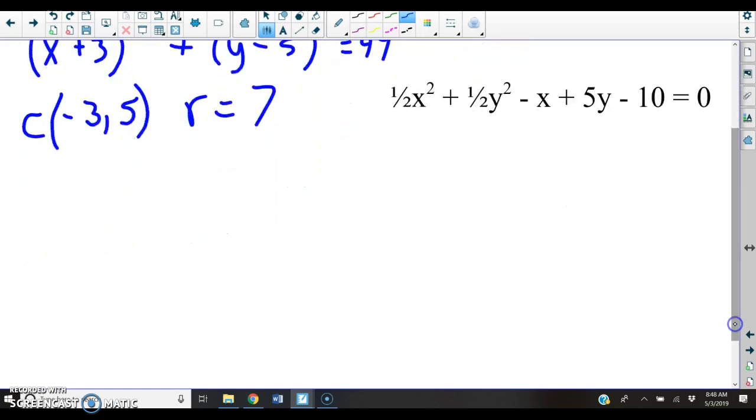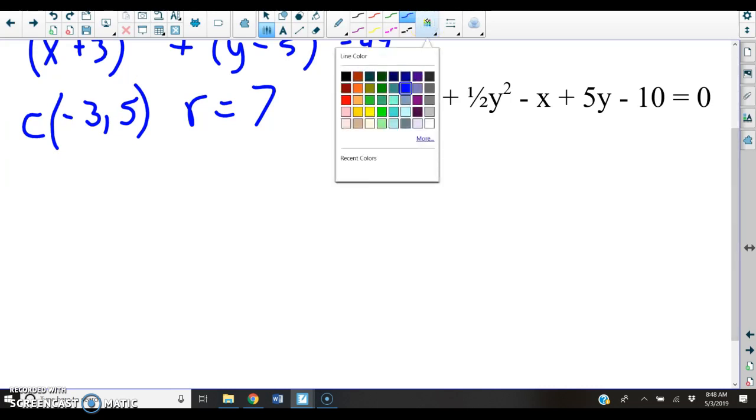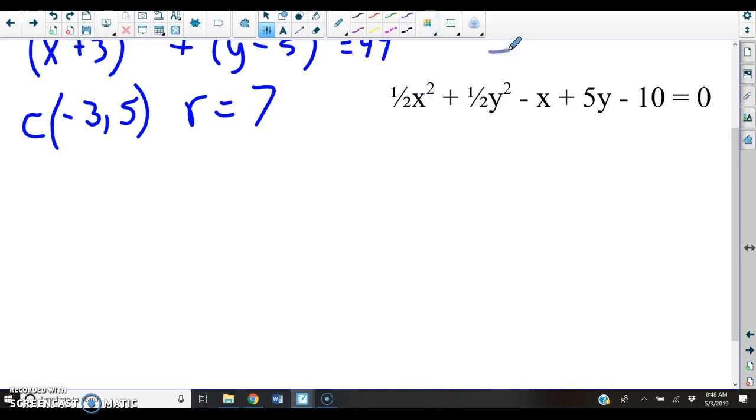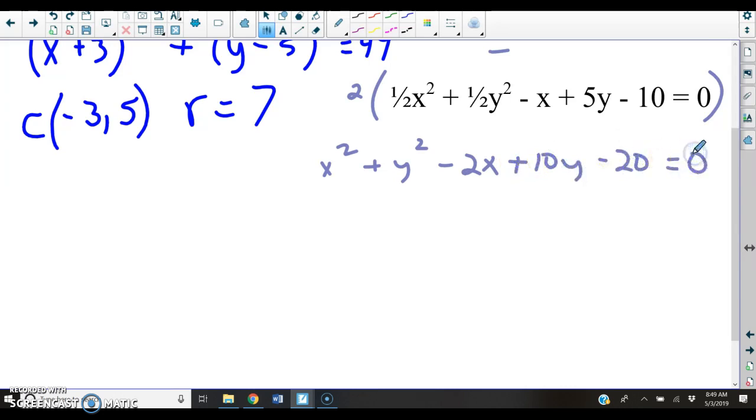I threw this other one in. Notice you've got x squared and y squared. The coefficients are not 1, but they are the same. So when you do this one, you can multiply everything by 2. So then you'd have x squared plus y squared minus 2x plus 10y minus 20 equals 0. And then we could go back and complete the square just like we did the other one.